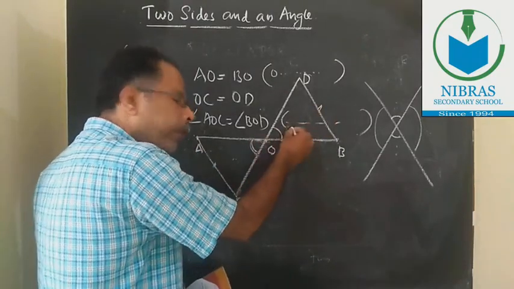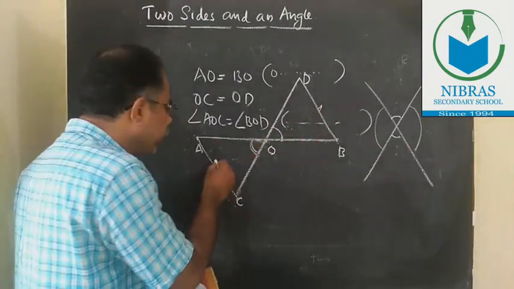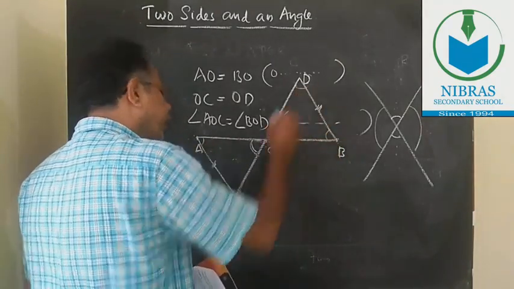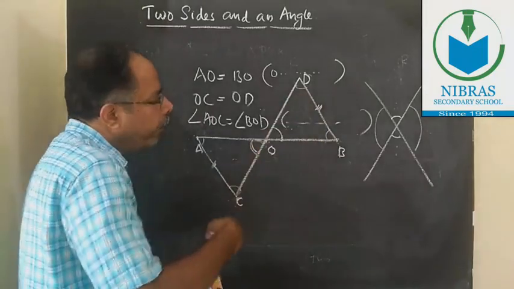If two triangles are equal, the three sides will be equal. Therefore, the third sides are equal, and this angle is equal to this angle. This we will learn later.